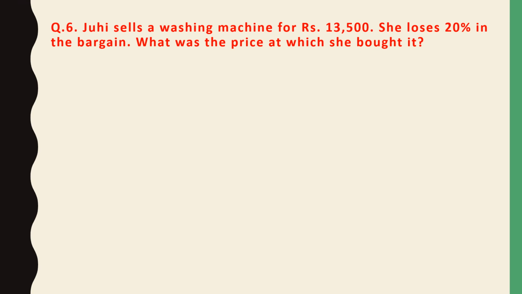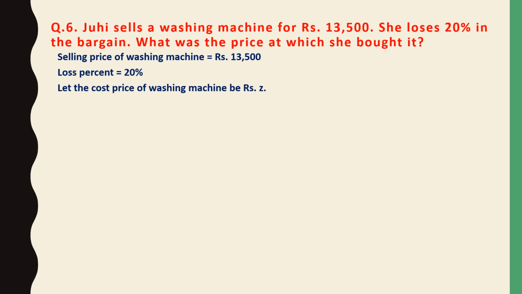Question number 6. Juhi sells a washing machine for rupees 13,500. She loses 20% in the bargain. What was the price at which she bought it? Selling price of washing machine is rupees 13,500. Loss percent is 20%. Let the cost price of washing machine be rupees Z.